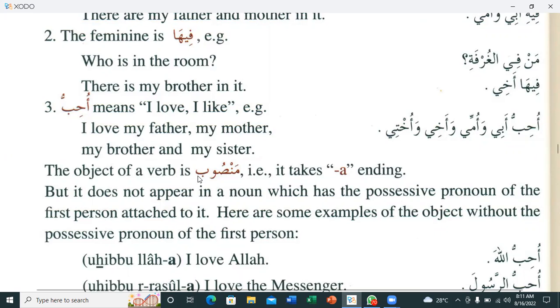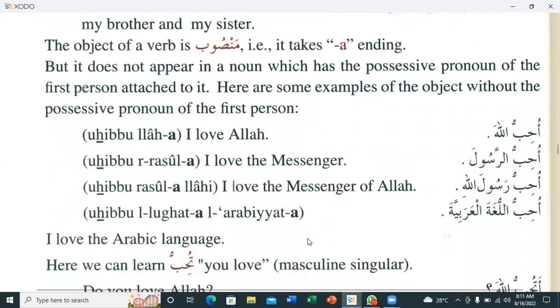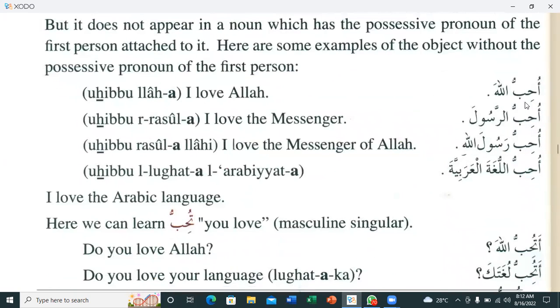The object of a verb is mansub. And we call in Arabic, object is maf'ul. Verb is fail and object is maf'ul. It takes an ending, but it does not appear in a noun which has the possessive pronoun of the first person attached to it. Here are some examples of the object without the possessive pronoun of the first person. Like if we say uhibbullah, in this sentence, Allah is object. That means I love Allah. So Allah is mansub.